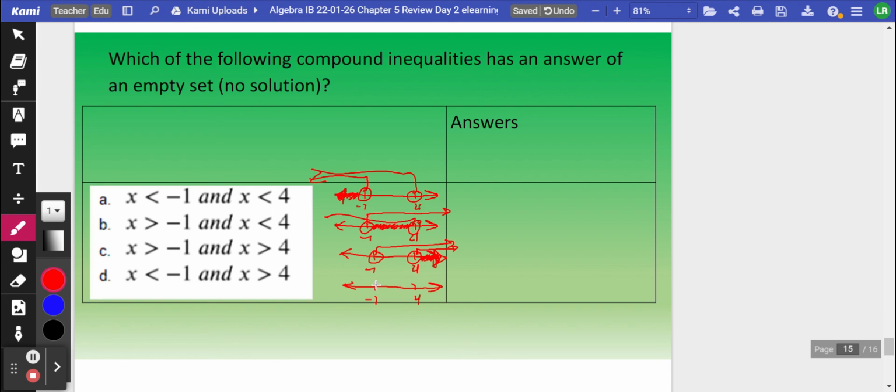The very last one would be open going to the left and open going to the right. Remember, this is an and statement, and there is nowhere where this one has 2 lines. So letter D would be the one that is empty set or no solution. Okay. Now remember, if it was an or statement, that's a completely different deal. Okay, but we're talking about and statements, and and statements are the ones that could have an empty set or no solution, however you want to say it.